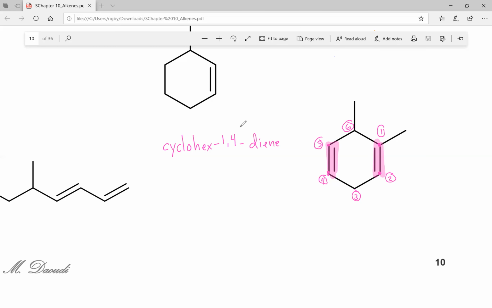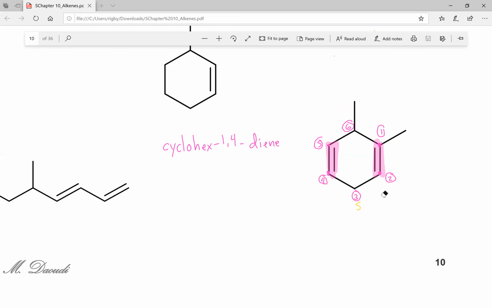Somebody said, why wouldn't it be 1,3? If we count this, we have 1, 2, 3. The double bond isn't on 3. And counting to the left again, somebody said, what if we took this guy and said this was 1 and went 2, 3, 4, 5, 6? This numbering system would be incorrect, because remember, we always want to put that double bond on adjacent carbons. So we want to put that double bond on 1 and 2 instead of 6 and 1. Okay, does that answer your question? Okay, perfect.